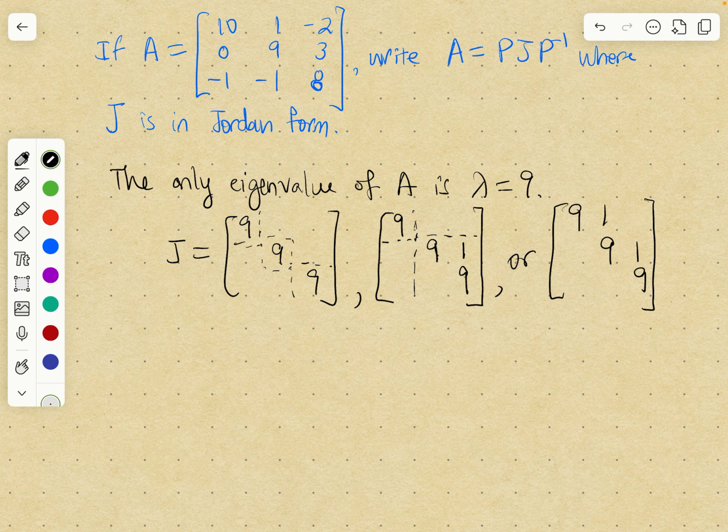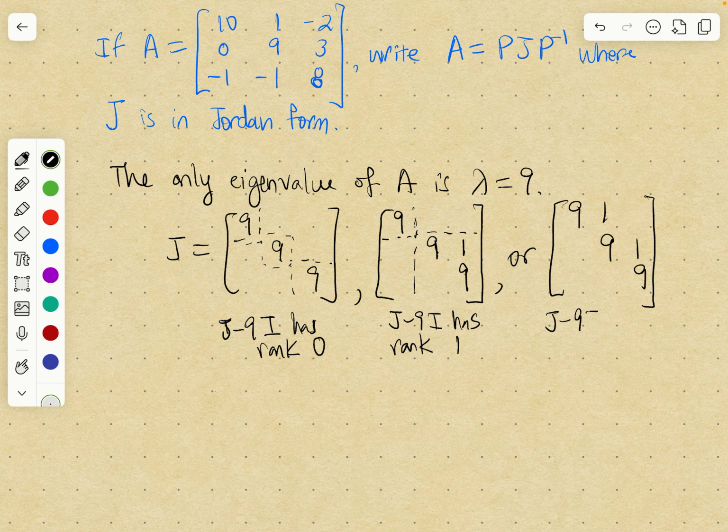For the 3 by 3 case, it doesn't happen in the case of n larger than 3, but in the 3 by 3 case, we can actually distinguish these by looking at the rank of J minus 9I. So in this case, J minus 9I has rank 0, right? Because it would be the 0 matrix. In this case, J minus 9I has rank 1, and J minus 9I in this last example has rank 2.